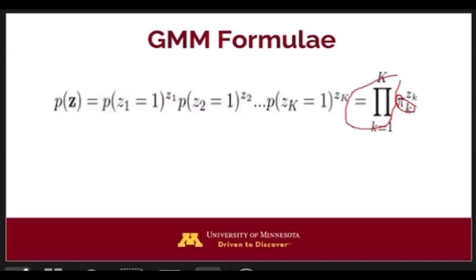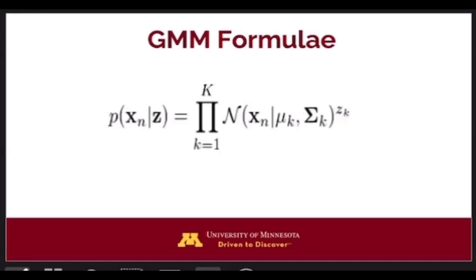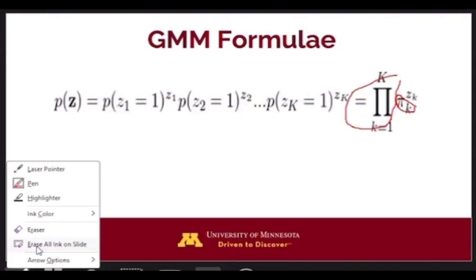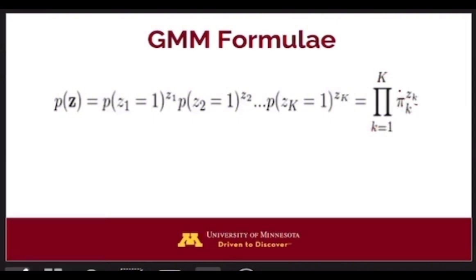If I know the value of a latent variable z, what is the probability that a particular data point comes from a particular cluster? That's going to be a conditional probability. The pi k that I talk about here is actually a Gaussian distribution itself. Whenever you see something that way, that's a Gaussian distribution.